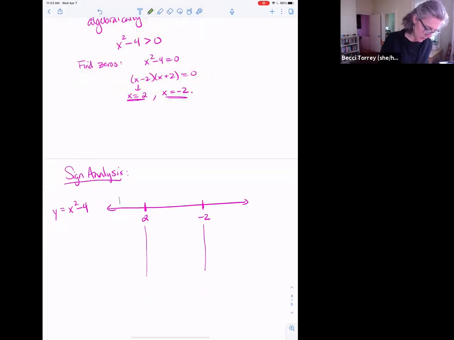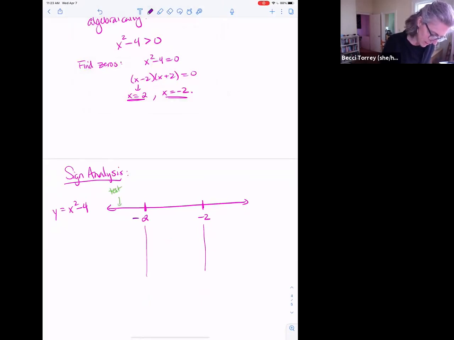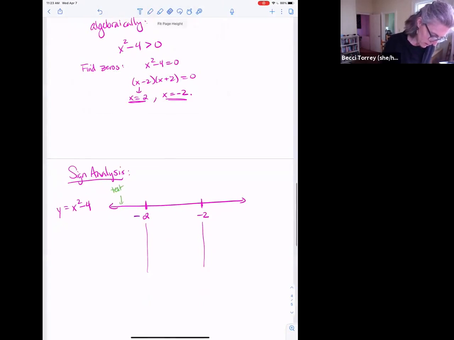So test a value here. Oops, I put them in the wrong way. This should be minus, and this one should be plus. So I want to test any x value at all that's less than minus 2. So test, for example, x equals minus 3. In between here, I can test anything at all. I'll probably test x equals 0 because it's easiest. And then I have to test something that's bigger than 2. So test x equals 3.